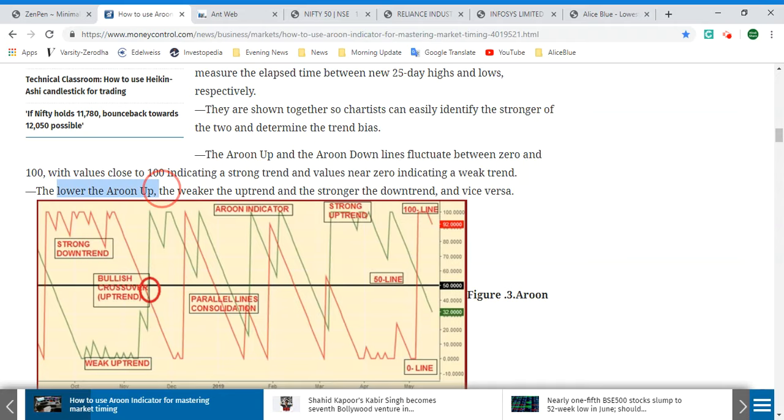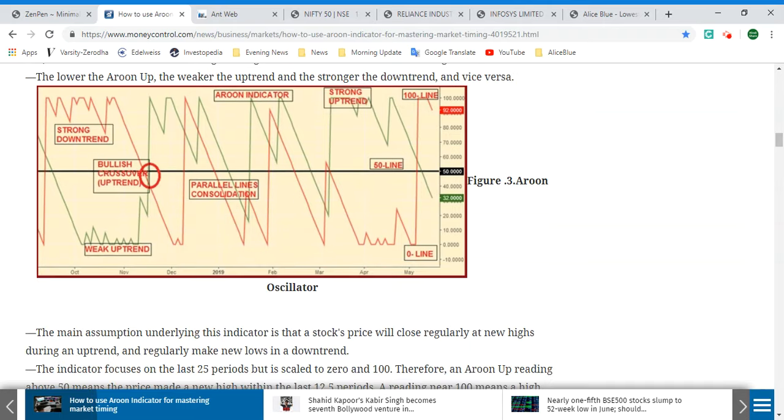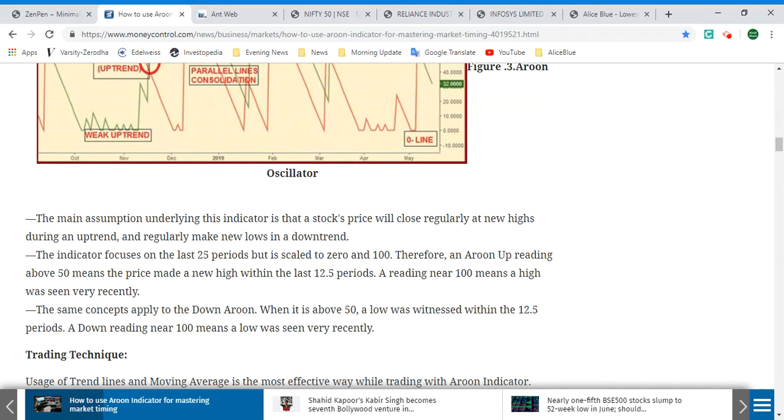Okay, so the lower the Aroon up, the weaker the uptrend, as we have already seen, and the stronger the downtrend, and vice versa. The main assumption underlying this indicator is that a stock's price will close regularly at new highs during an uptrend and regularly make new lows in a downtrend. So this is the main assumption when using this indicator.